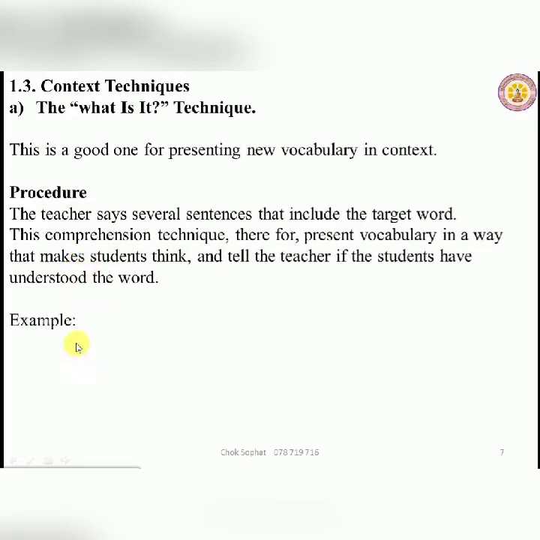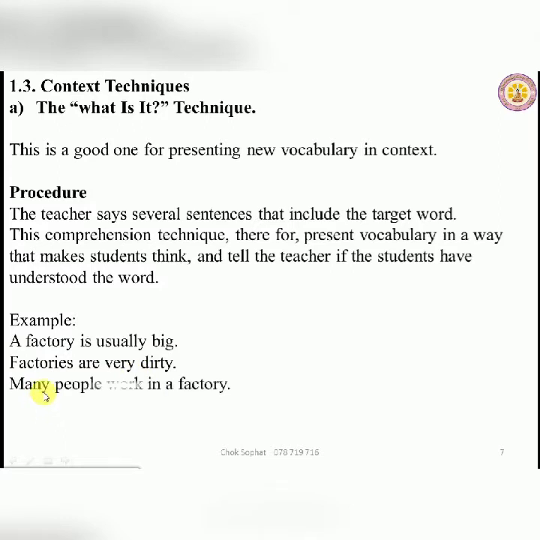For example, if you want to teach your student the word factory, you can give examples. Factory is usually big. Factories are very dirty. Many people work in a factory. Factories are usually in town. So you just provide simple examples as you can, using the word in all the sentences, and ask them, what does the word factory mean?